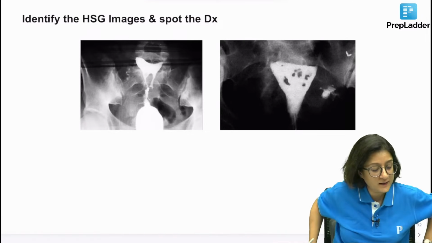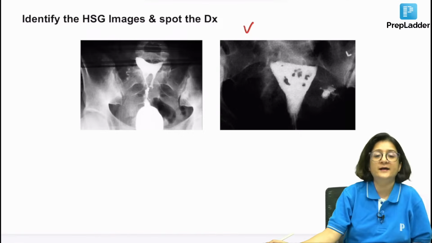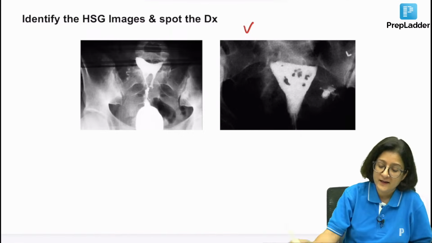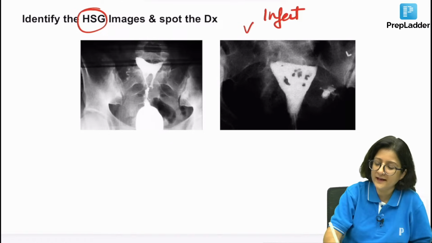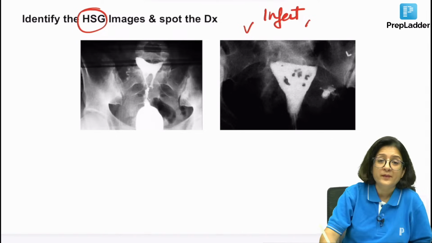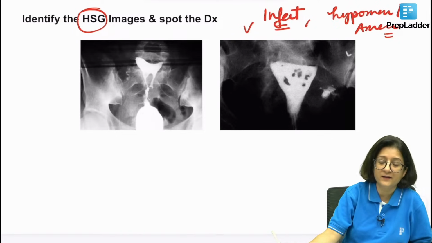Now again, spot the diagnosis has to be with a clinical profile. Let's do the image on the right first. The clinical profile is, we are doing an HSG. I'll always tell you, HSG we are doing as a part of infertility workup only. So I'll say infertility workup. Patient has history of hypomenorrhea, also amenorrhea, and is having difficulty in conceiving, is infertility.